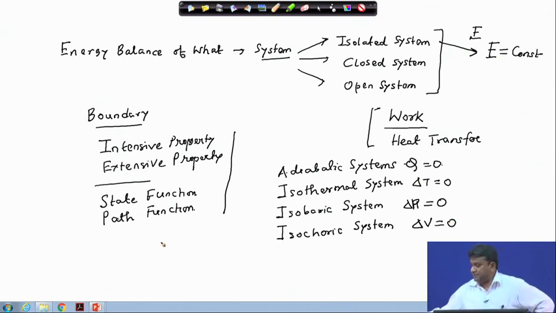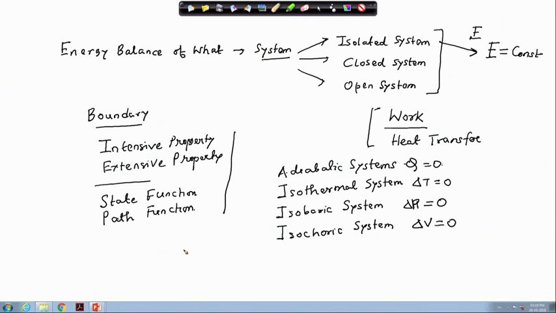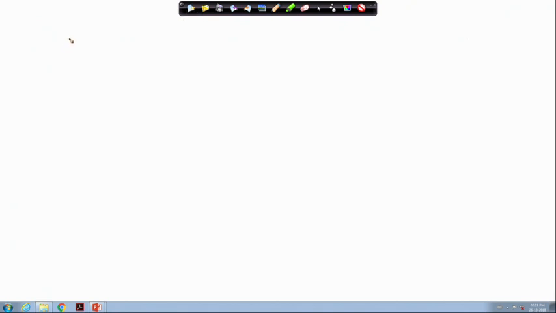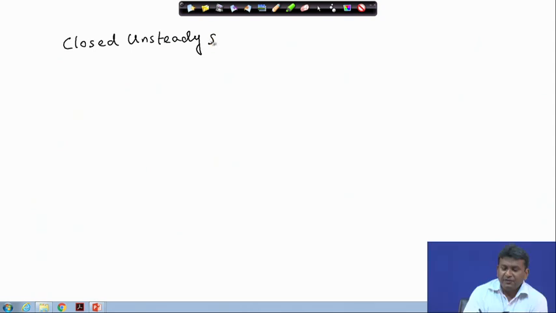And so, once you have defined the state function, path function, or the state variable, path variable, you are now in a position to take up the first law of thermodynamics in its mathematical form. So, let us do it for a closed unsteady system, and if you just extend the basic statement of the first law of thermodynamics, what you get to know is the change in the energy of the system.